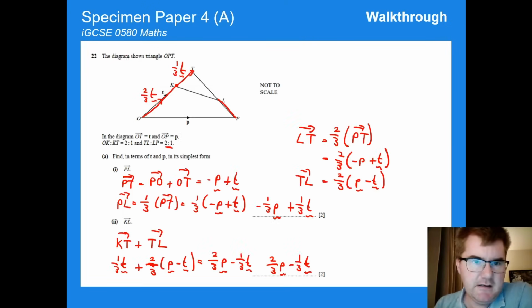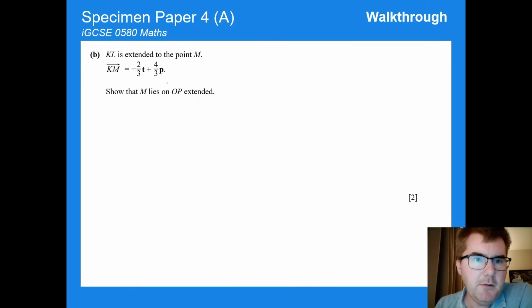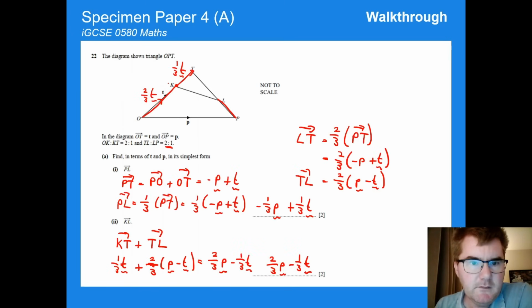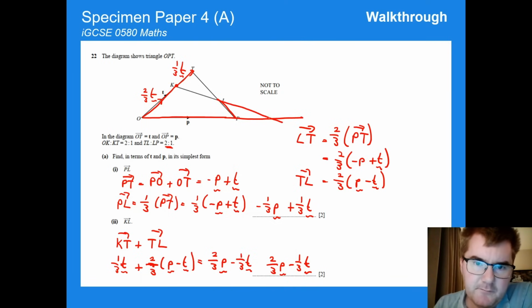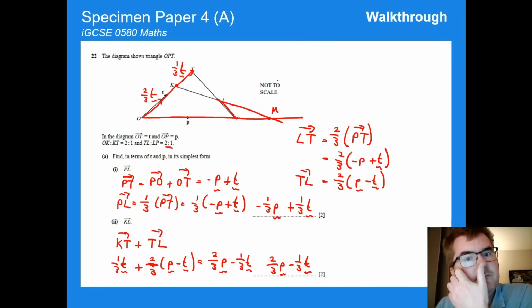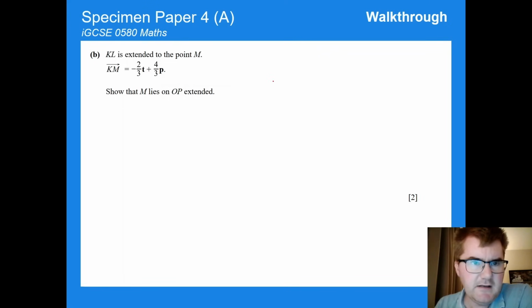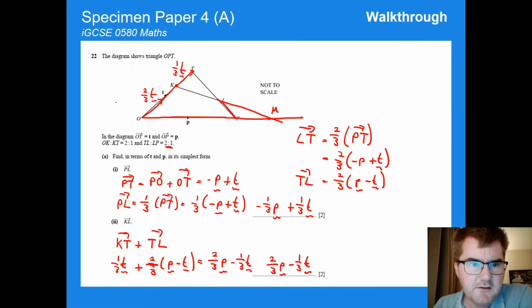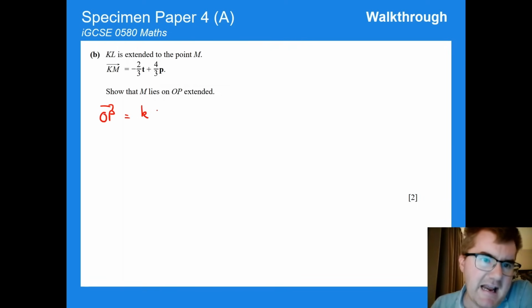So KL, oh yeah, that line there, is extended to a point M. Okay, so O to P. So imagine I draw this out, and we've got this vector, and it's going to cross here. Okay, so KM is minus 2/3 T plus 4/3 P. Show that M lies on OP extended. Now OP is an interesting vector here because it has no T value, because OP is just P. So it's just equal to some KP, we don't know what that is, but there's no T component.